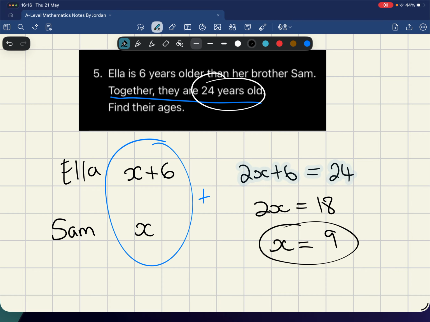Now if you go back, remembering what x was, that was Sam's age, so that means that Sam would be 9. And that means that Ella would actually be 6 years older than that. So adding 6 to 9 gives us 15. So Ella would actually be 15.